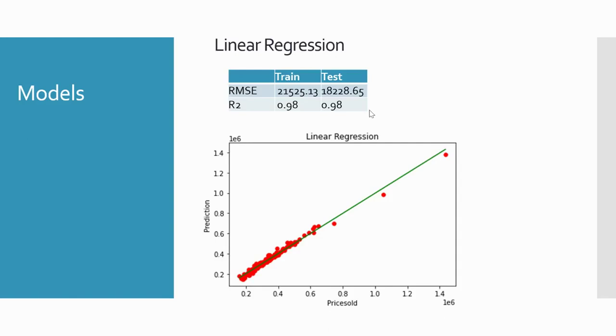Also, from the below visualization, we can see the predicted values of the house sales price versus the actual house sales price, which gives us an idea that it is following a linear pattern and the linear regression model fits the data.